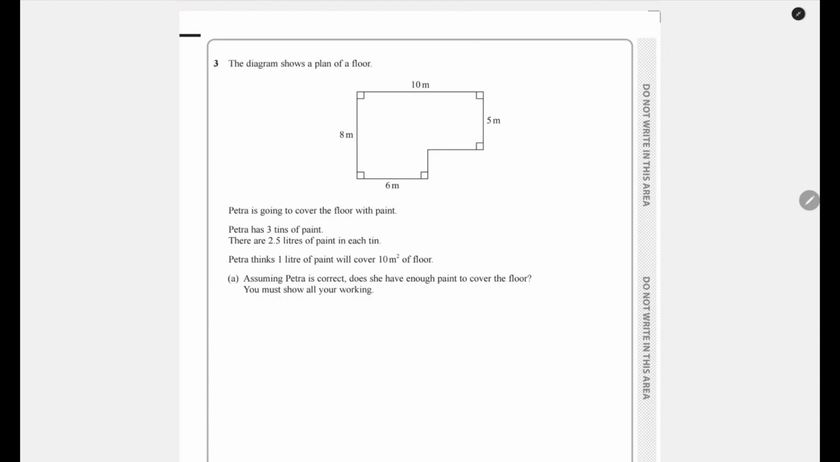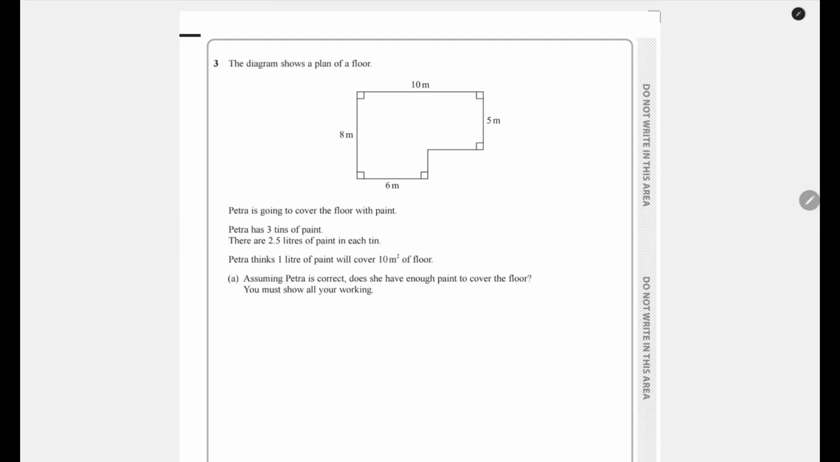Question 3 says that the diagram shows a plan of a floor. Petra is going to cover the floor with paint. Petra has 3 tins of paint. There are 2.5 litres of paint in each tin. Petra thinks 1 litre of paint will cover 10 meters squared of floor. Assuming Petra is correct, does she have enough paint to cover the floor? You must show all your working.